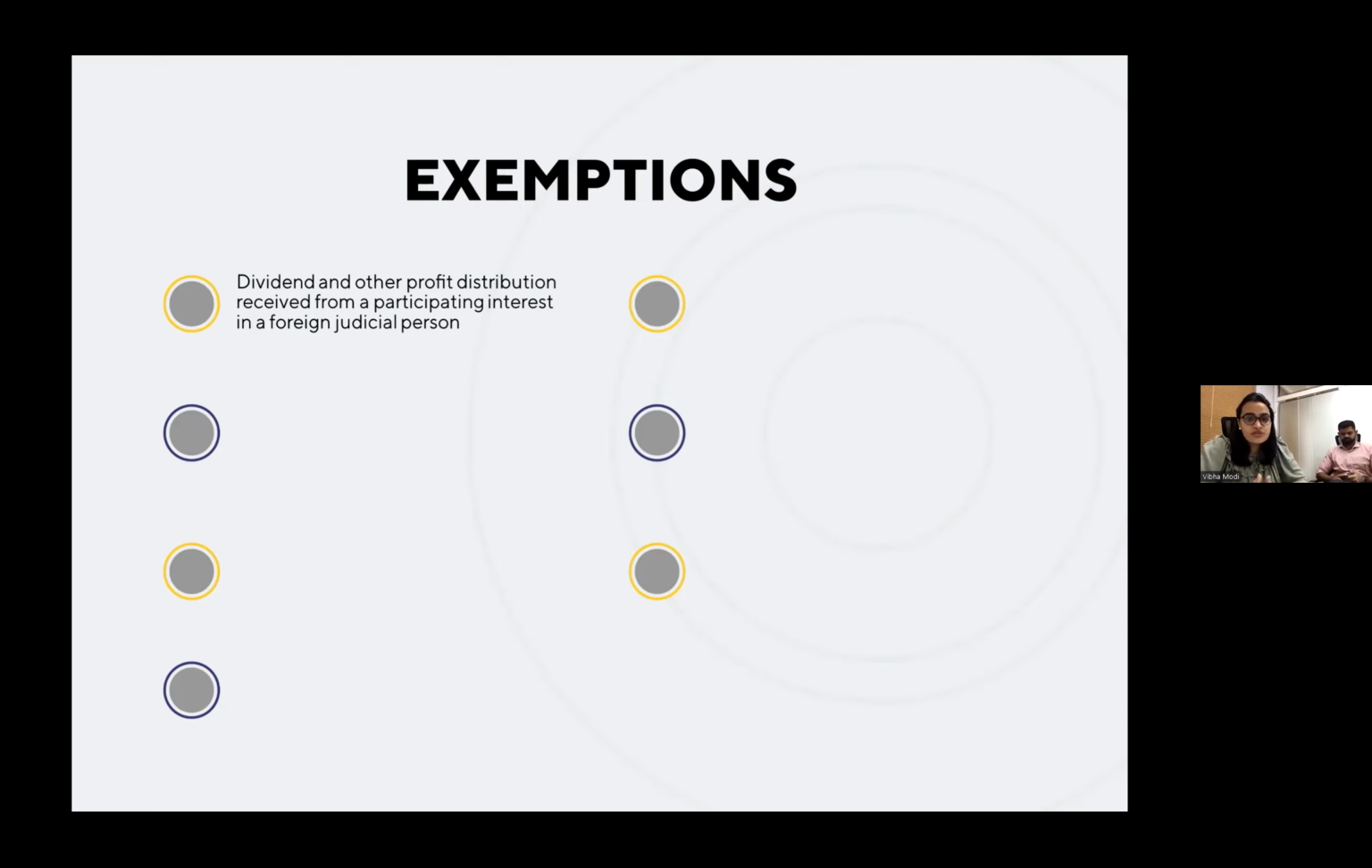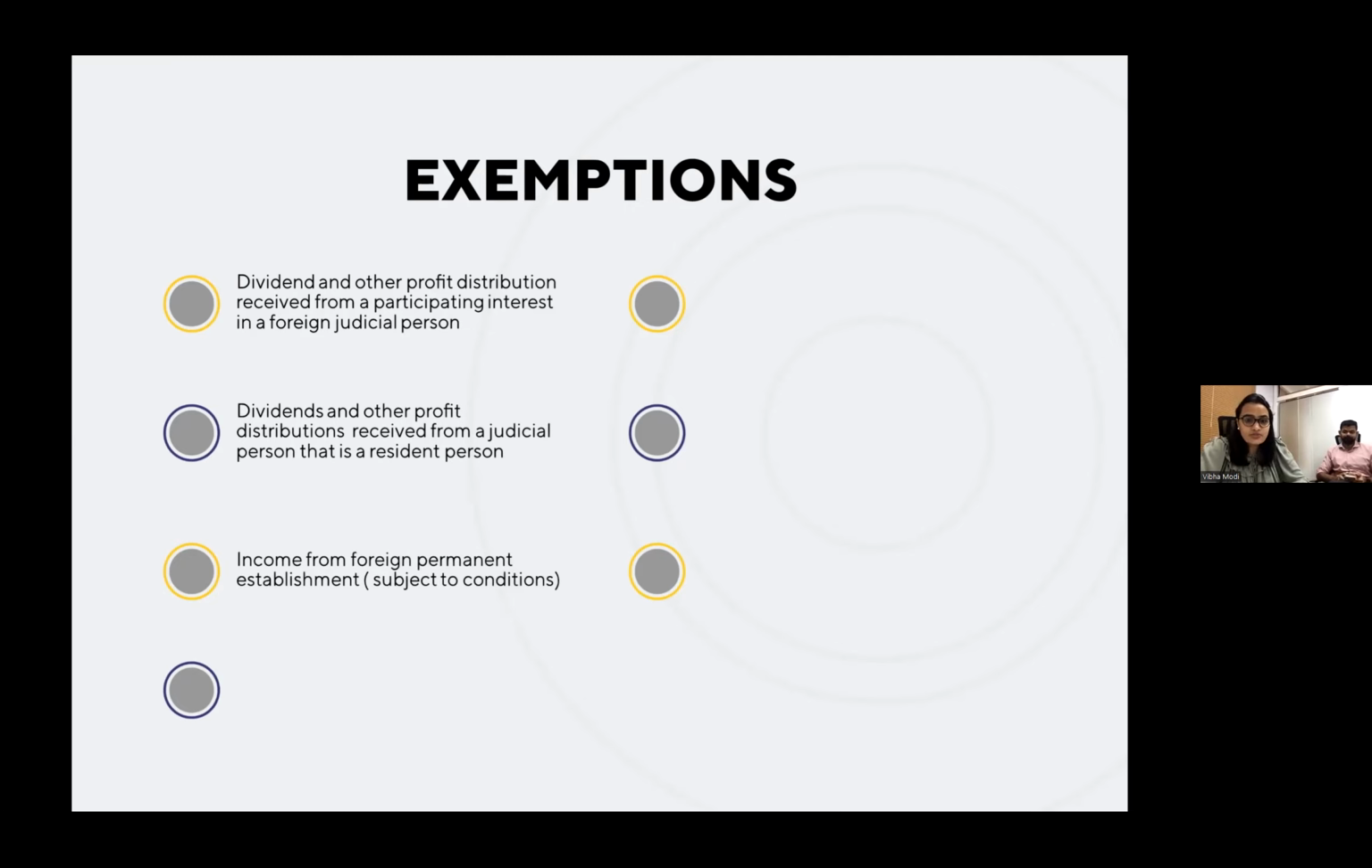Dividend or other profit distribution received from a participating interest in a foreign juridical person. If you have received any dividend or any profit distribution from a participating interest, they have defined that if you have more than a dedicated percentage of interest in any foreign company and you are receiving dividend or any profit distribution from there, that is going to be exempt. Dividend and other profit distribution received from a juridical person that is a resident person. If any local company is giving you dividends or any profit distribution, that is also exempt, because that is already taxable in their own hands.